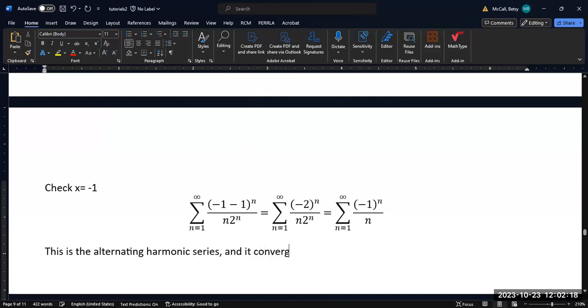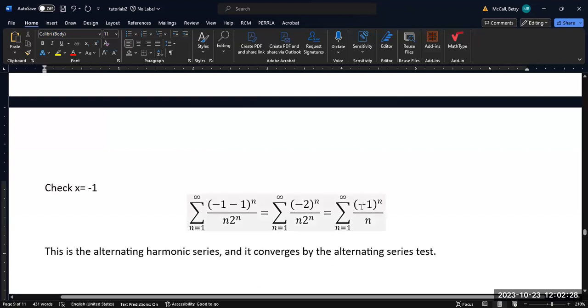And it converges by the alternating series test, because the limit of each term does go to 0. Now, normally, if this wasn't alternating, this would not be enough. It has conditional convergence here. But because it is alternating, it does converge. And so -1 is a point of convergence and should be included in our interval.